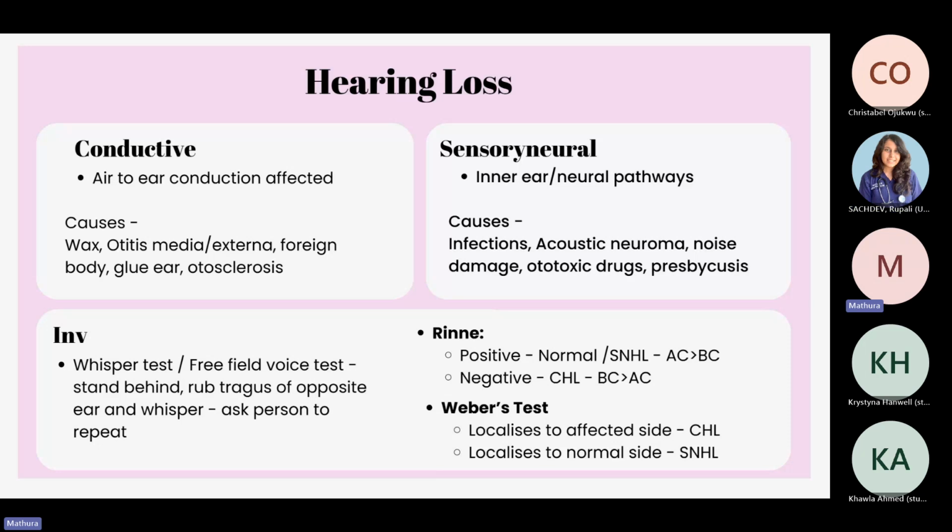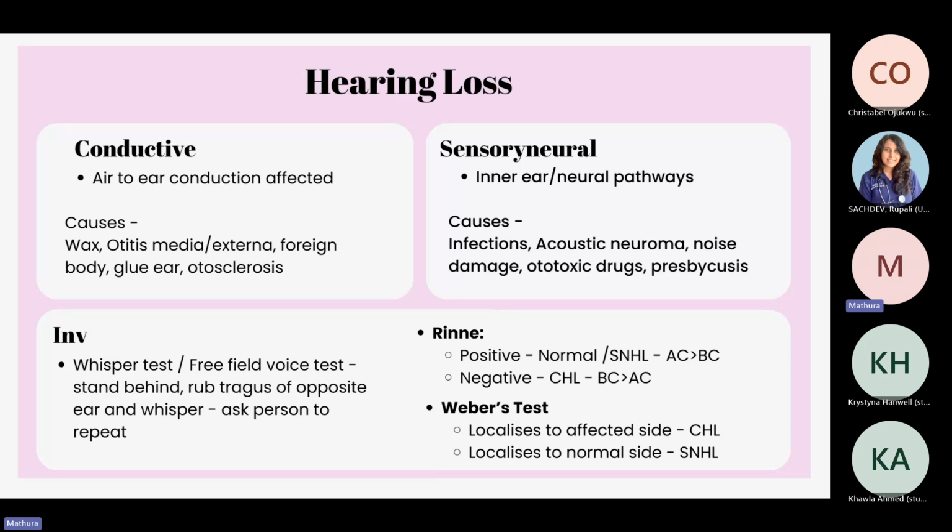It's usually caused by things that would then prevent vibrations going from the outer ear into the inner ear, and that's things like wax, infection, glue ear, foreign bodies, and so on. In contrast, sensory neural hearing loss is more to do with processing of those vibrations. Again, can be caused by infection, but also can be caused by acoustic neuromas, noise damage, ototoxic drugs, which we'll cover later, and presbyacusis.